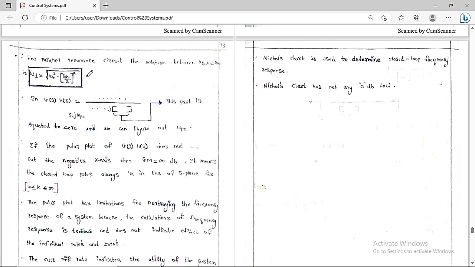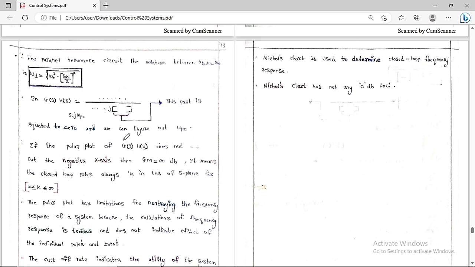It has some real part and the imaginary part. So the imaginary part, this part is equal to 0 and we can figure out the omega PC. Basically, here, you can see clearly, I already told you, what is the meaning of phase crossover frequency? Phase crossover frequency is the frequency at which the phase angle of G(s)H(s) is equal to minus 180 degrees. Either you can go by that, which is the actual method.